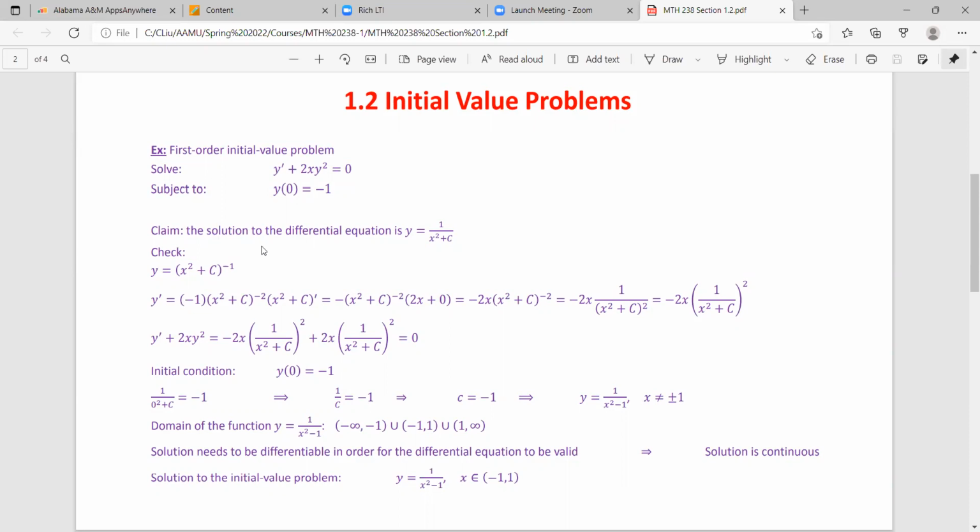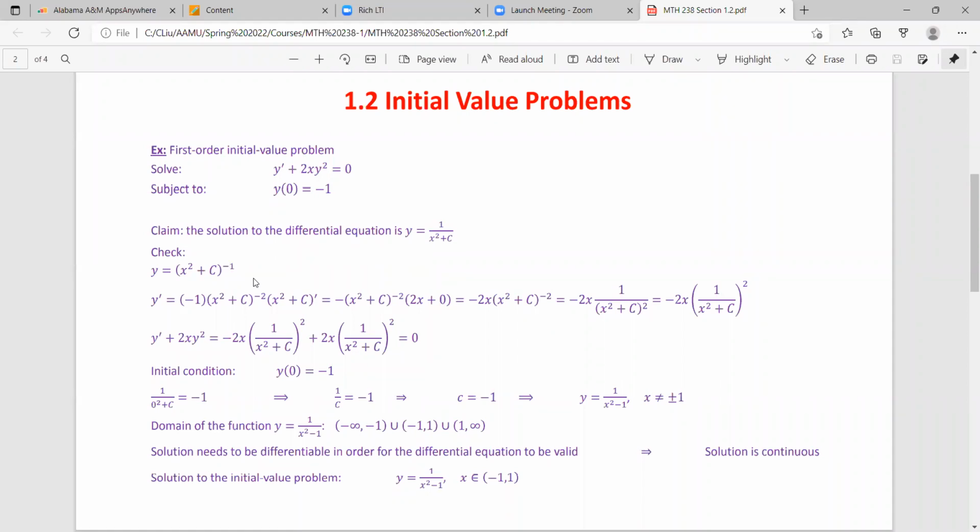So we claim the solution to the differential equation is y equal to 1 over x squared plus c. Later we're going to discuss how we can solve this differential equation, but right now let's just accept this result. And you can easily check that's indeed the solution of the differential equation by plugging this function y into the differential equation, and you will see the equation holds. So we need to find the derivative of y.